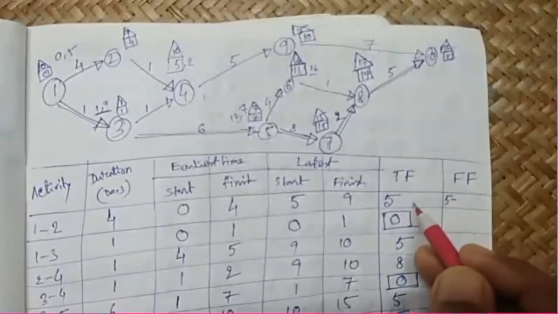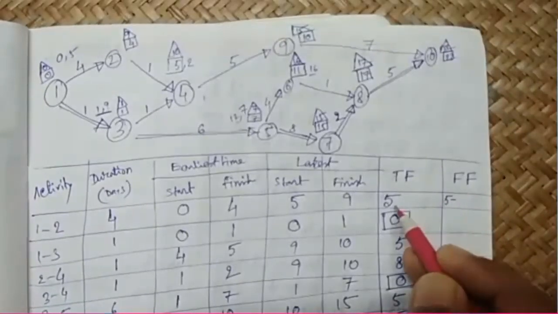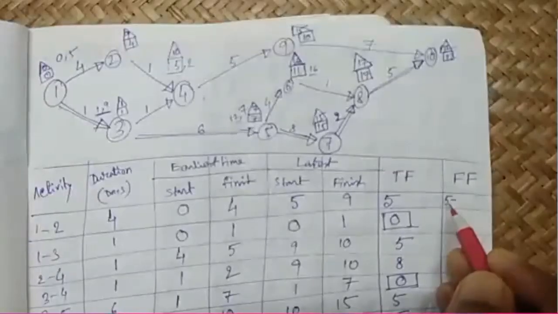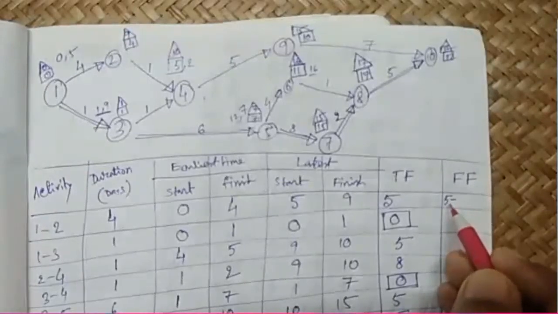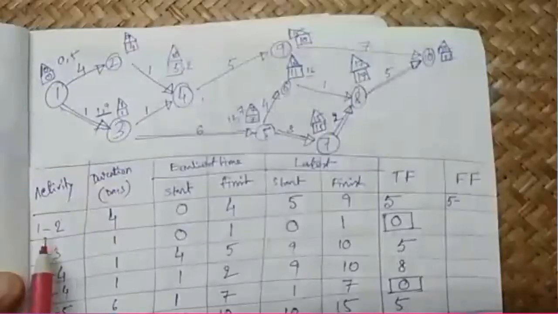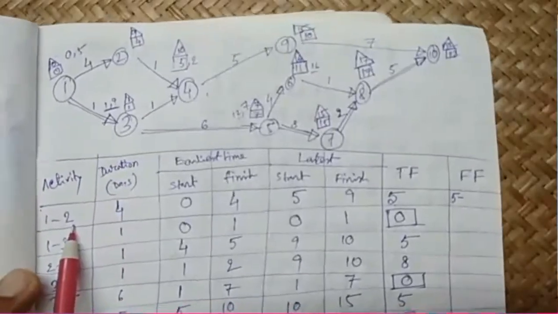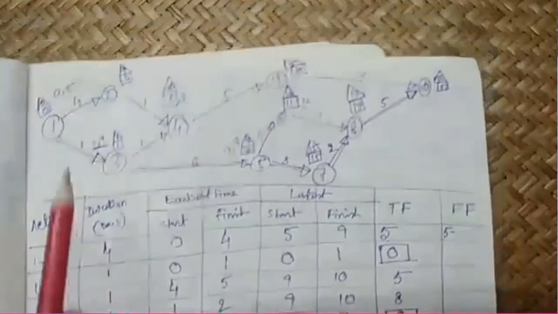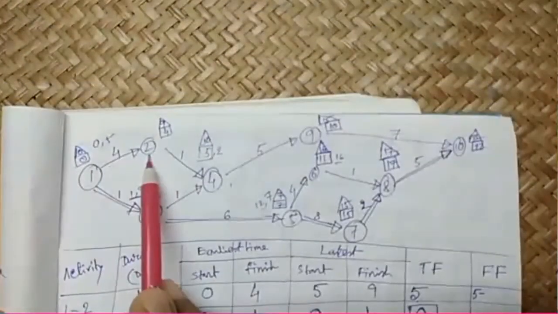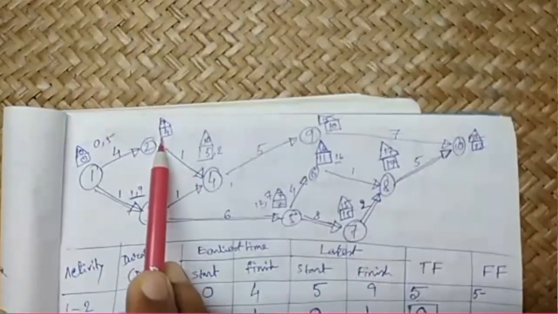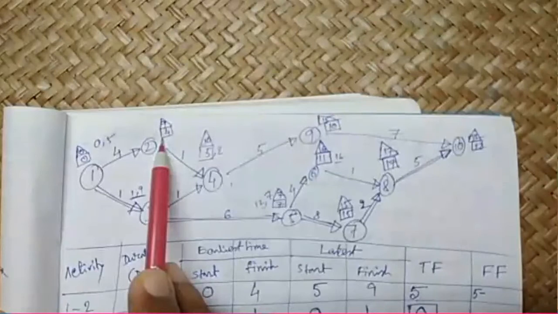Free float is total float minus head event slack. So total float we have already found out, which is latest start minus earliest start. So that we already found out 5. So this will be 5 minus... Now we have to go to head event. So this activity is 1 2 here. So if the activity is 1 2, we will look for this 1 2. Head event is 2, and the head event slack will be 9 minus 4. That is also 5.